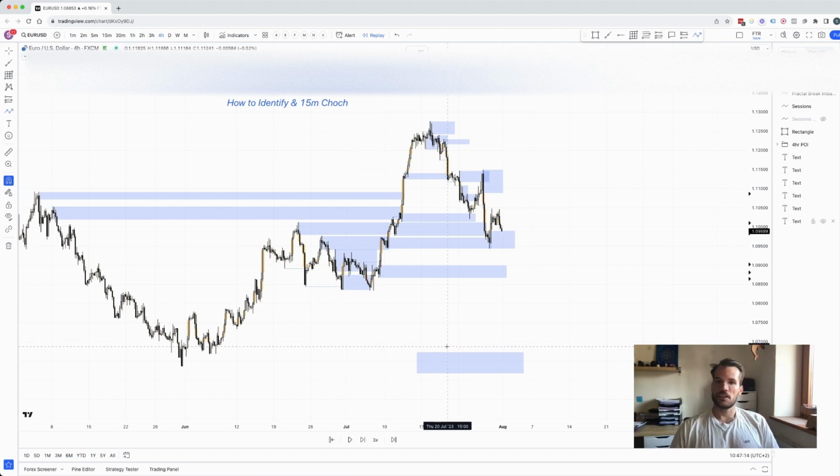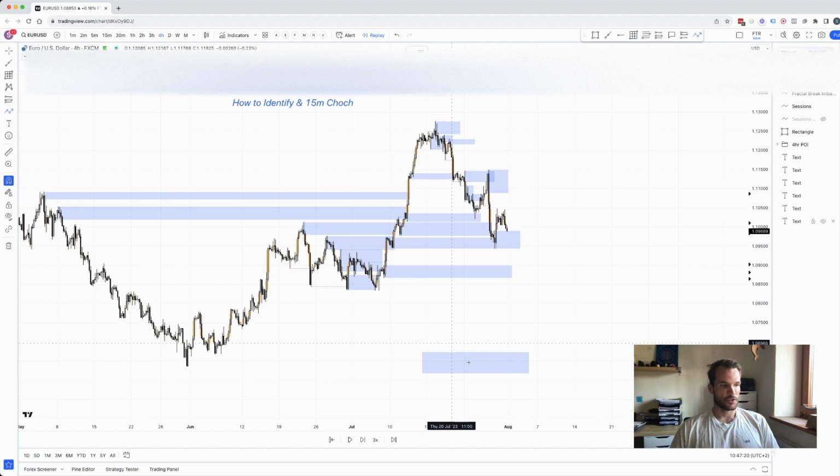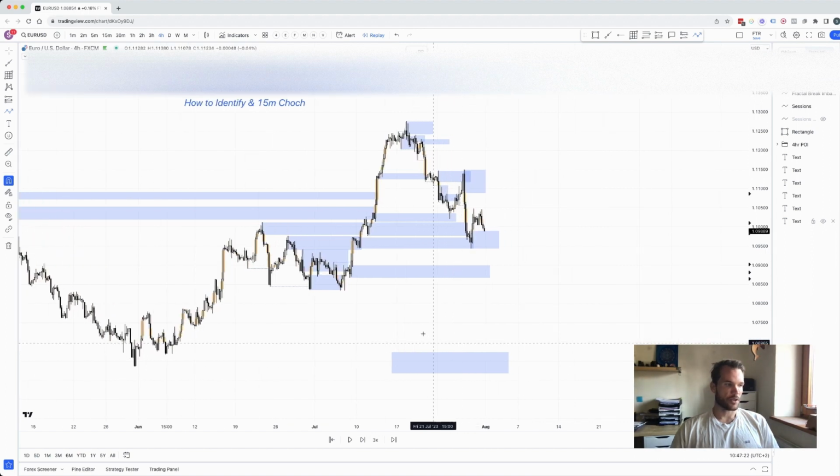We don't always get the entries, but we wait for that reaction and then we follow on from that reaction. So say this is our 4-hour point of interest we've identified. We're now on the 15, waiting for it to tap in. Okay, that's pretty bad. Hold on, I can do that again. Sorry about that, guys. It's moving down, pull back, moving down, pull back.